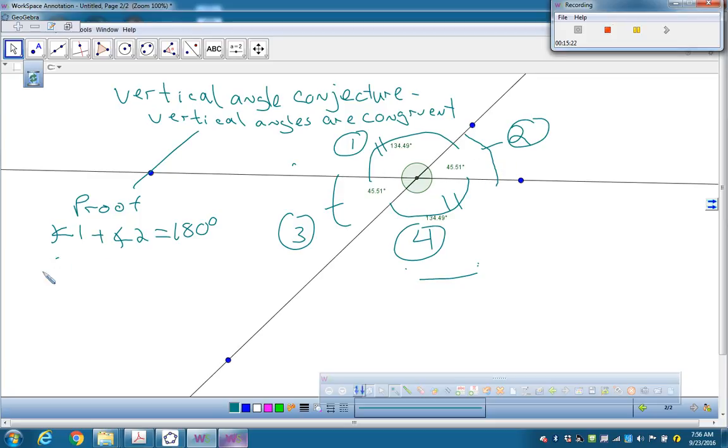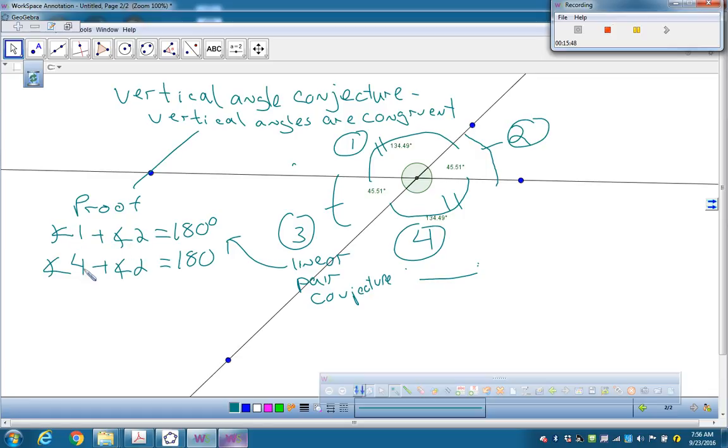How about angle 4 plus angle 2? What do those add up to? 4 and 2. What do those two have to add up to? 180. Those are also 180 because those are a linear pair. Linear pair conjecture, which I'm allowed to use because I accept that to be true. I can't accept that vertical angles are congruent, but I'm just proving it to show you. So 1 plus 2 is equal to 180, and 4 plus 2 is equal to 180.